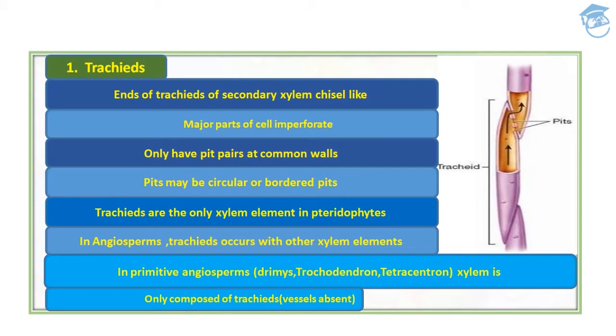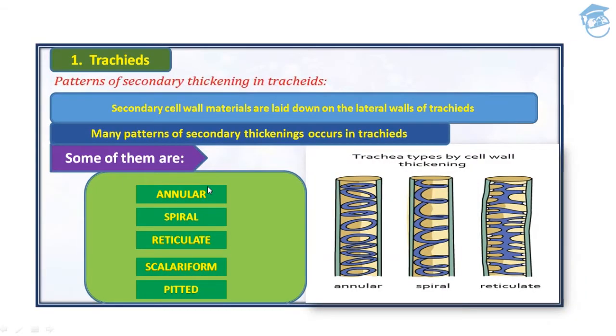Tracheids are the only xylem element found in pteridophytes, and in angiosperms, tracheids occur with other xylem elements. In primitive angiosperms such as Thymus, Trochodendron, Tetracentron, xylem is only composed of tracheids, but no vessel is found. Vessel is completely absent in it. So this is in the primitive angiosperms such as Thymus, Trochodendron and Tetracentron.